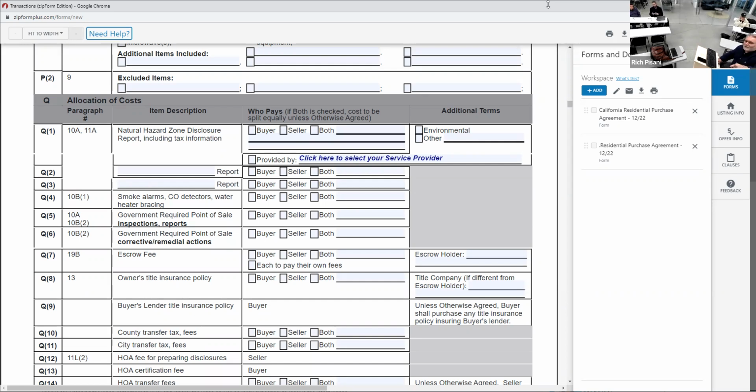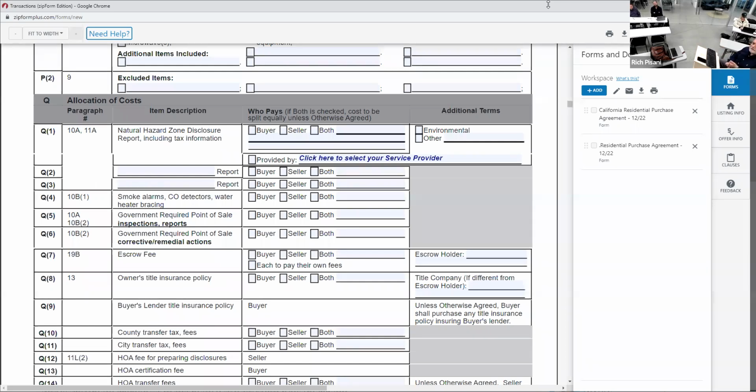And the next line, governmental required corrective and remedial actions. Corrective actions means there is this pre-inspection, which would have found these violations. Who's going to pay for those violations? That's what that's about. Escrow fee: I usually put each pay their own. I don't do 50-50, because a lot of people do 50-50 but it really isn't 50-50. Somebody ends up paying more. So, buyer pay your fees, seller pay yours.